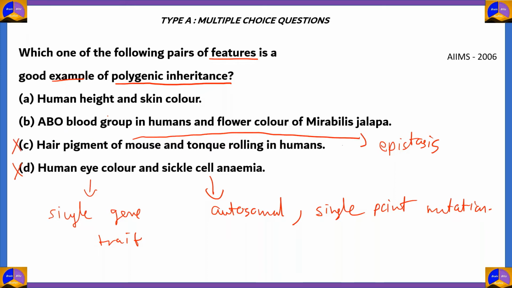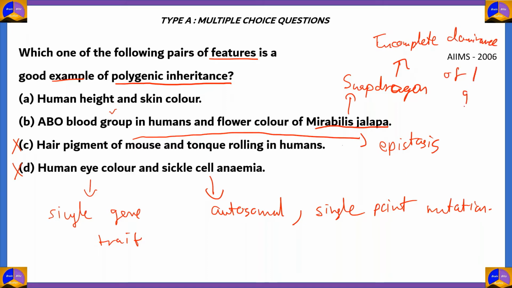Option B, ABO blood group in humans and flower color of Mirabilis jalapa. ABO blood group, yes, it is a good example of polygenic inheritance. But let's look at the next option. Flower color of Mirabilis jalapa. This is the snapdragon, and the snapdragon is touted as an example for incomplete dominance of one gene or allele. So it is for incomplete dominance and not for polygenic inheritance. Option B is also incorrect.